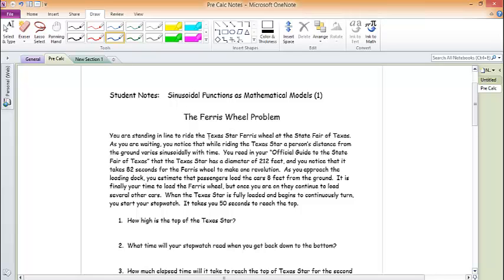We know that we're at the Texas State Fair and we're at the Texas Star Ferris wheel. And we're going to ride the Ferris wheel because it's a big attraction. According to the official guide of the State Fair of Texas, we know the diameter of the Ferris wheel is 212 feet. It takes us 82 seconds to make one complete revolution, so that 82 seconds is going to be our period for this Ferris wheel.